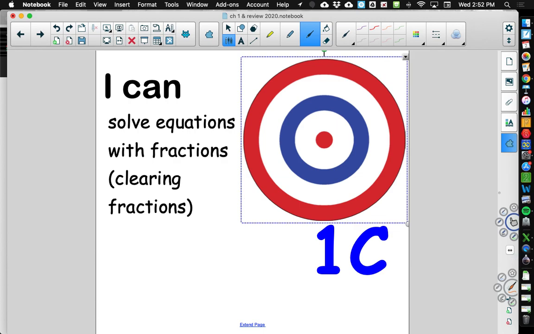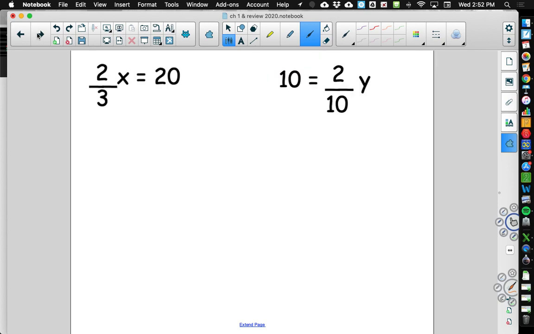Okay, we are going to do some notes today for our chapter 1C, which is on solving equations with fractions. Now, generally, I don't like dealing with fractions in an equation, so I'm going to show you today how we can get rid of those. Here we have two equations. Both of them have a fraction in them.